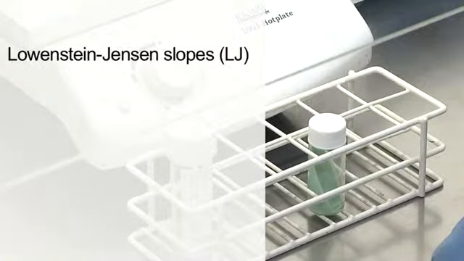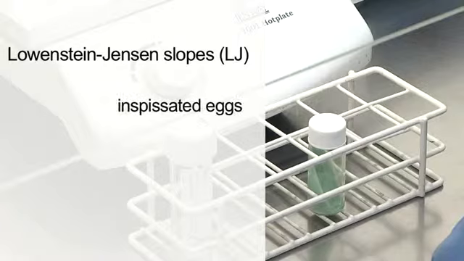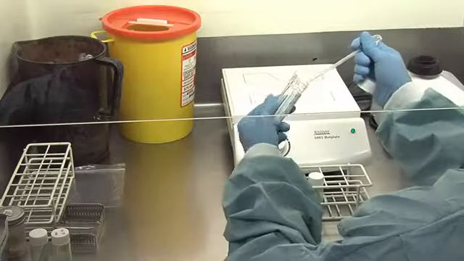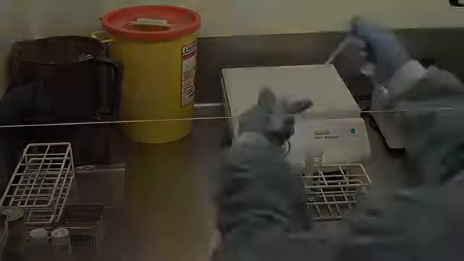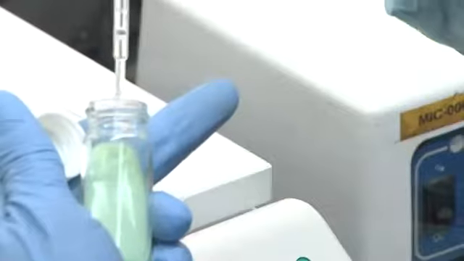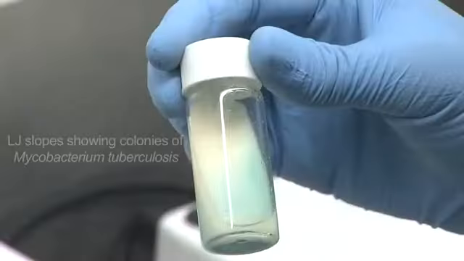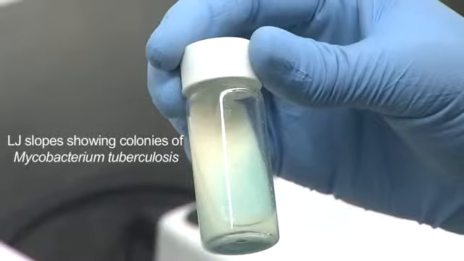Lowenstein-Jensen slopes, LJ, are the main solid media used to culture mycobacteria. It contains inspissated eggs, malachite green and glycerol, and some slopes have pyruvate added to them. LJ slopes are incubated for 10 to 12 weeks at 37 degrees and need to be examined weekly by eye, with positives usually appearing much slower than liquid culture, between 23 and 30 days.